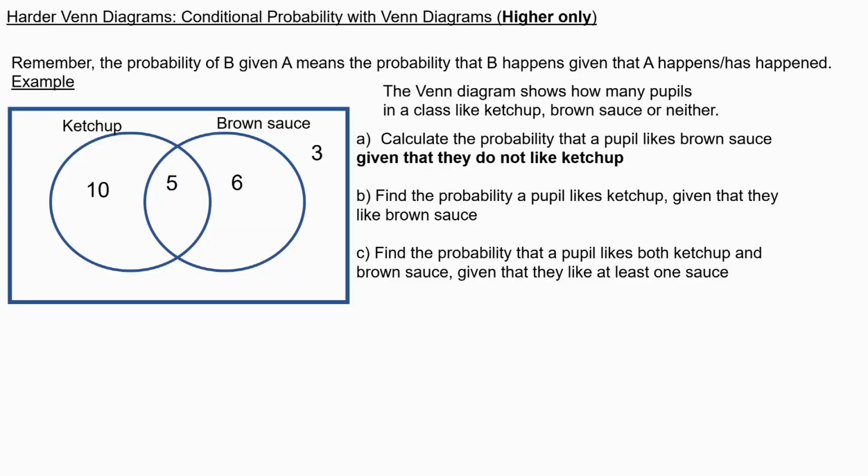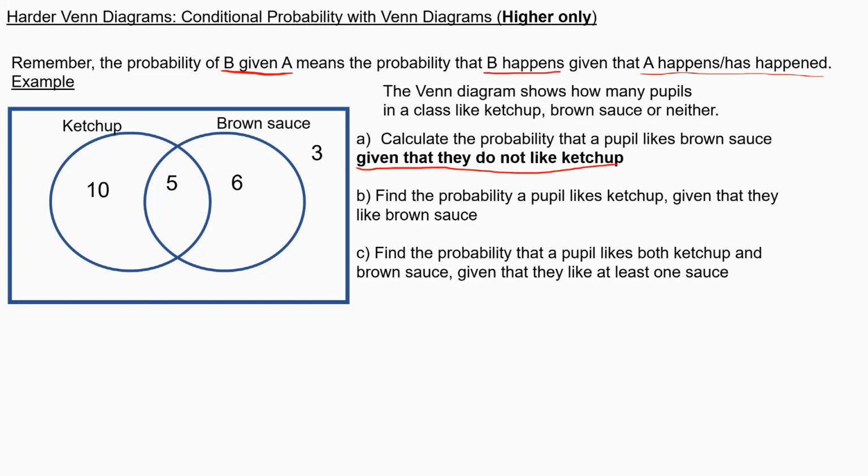Venn diagrams are another way of working with conditional probability. Remember, the probability of B given A means the probability that B happens given that A has happened or happens. So we have the Venn diagram that we looked at in a previous video on basic probability of Venn diagrams. The Venn diagram shows how many pupils in a class like ketchup, brown sauce, or neither. We want to calculate the probability that a pupil likes brown sauce given that they do not like ketchup.